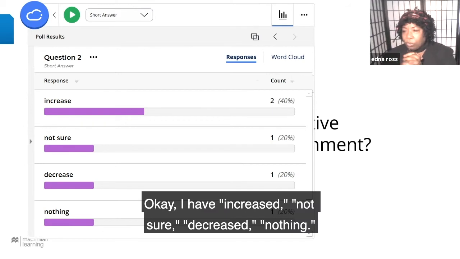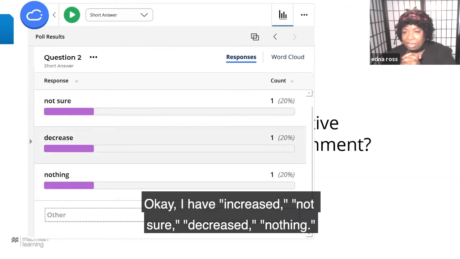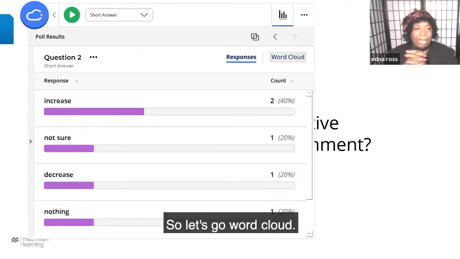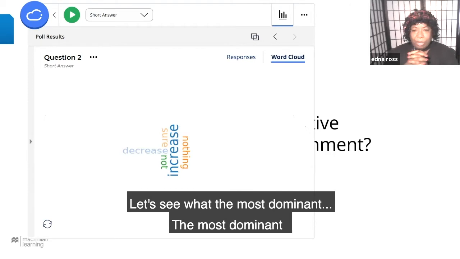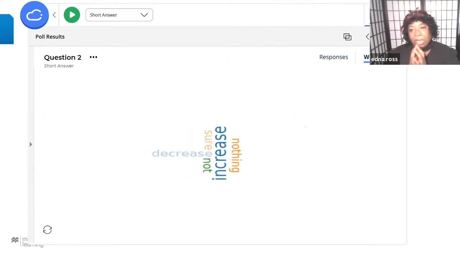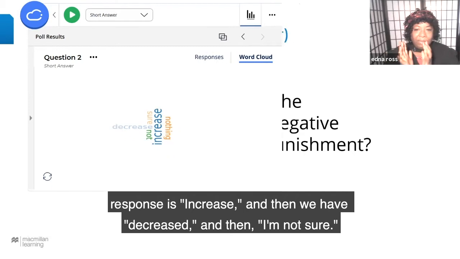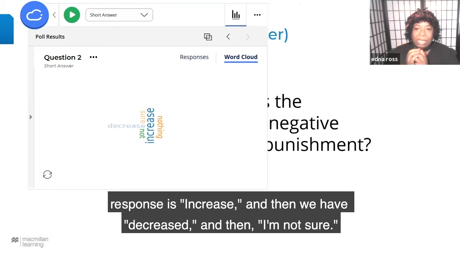Okay, I have increased, not sure, decreased, nothing. So let's go word cloud. Let's see what the most dominant response is. It's increase. And then we have decrease, and then I'm not sure.